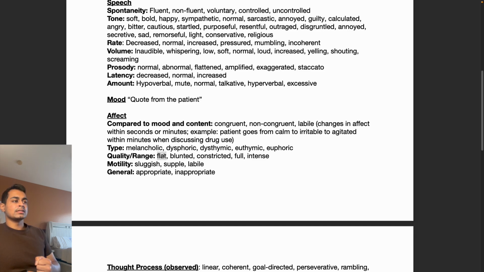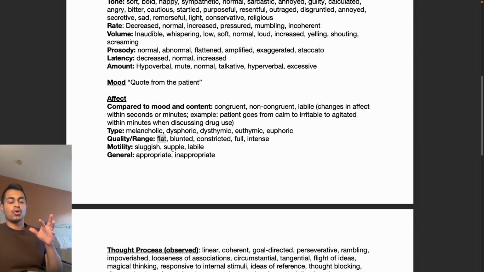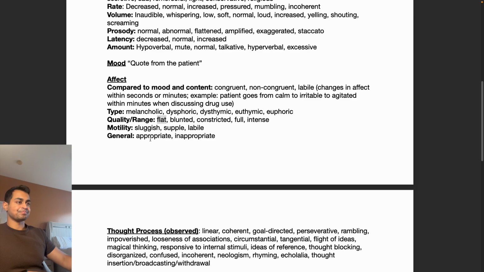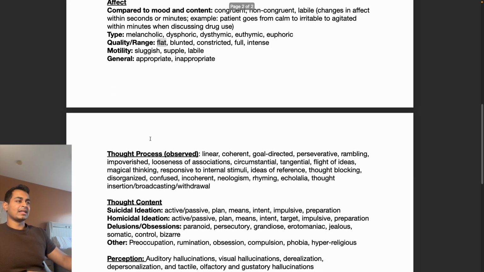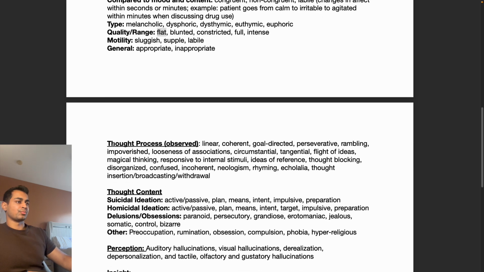Blunted is their emotions are diminished. Constricted is they can have the severity of an emotion like anger, but they're constricted to that one emotion. There's no movement from that one emotion. And is it an appropriate emotion or inappropriate emotion, right?